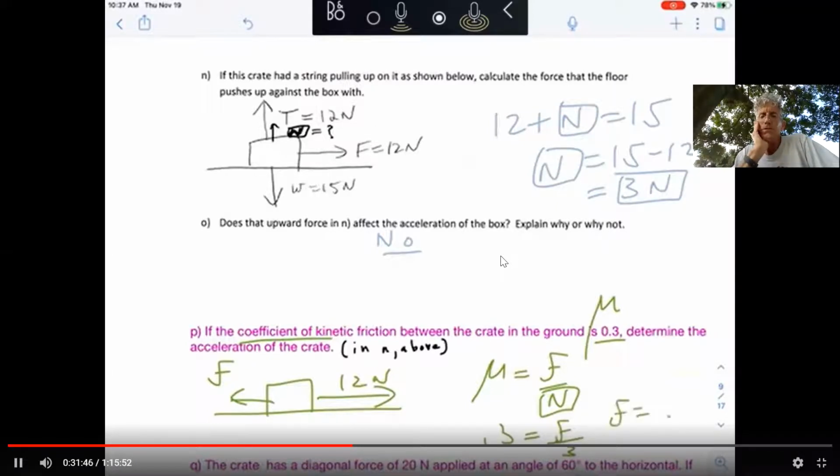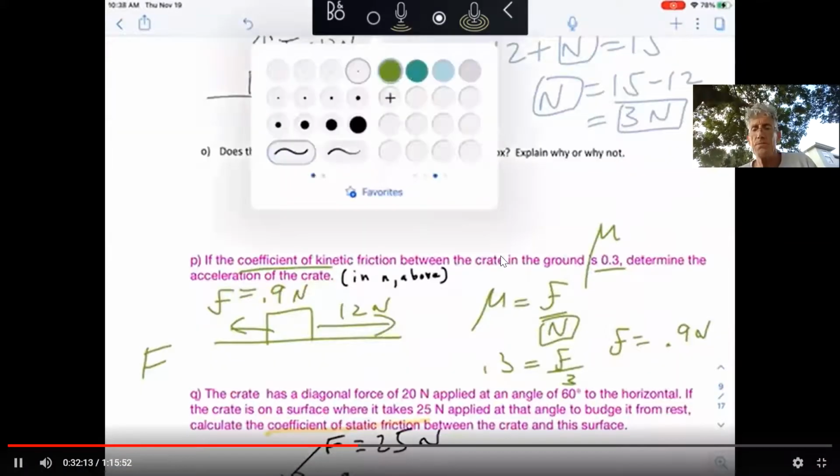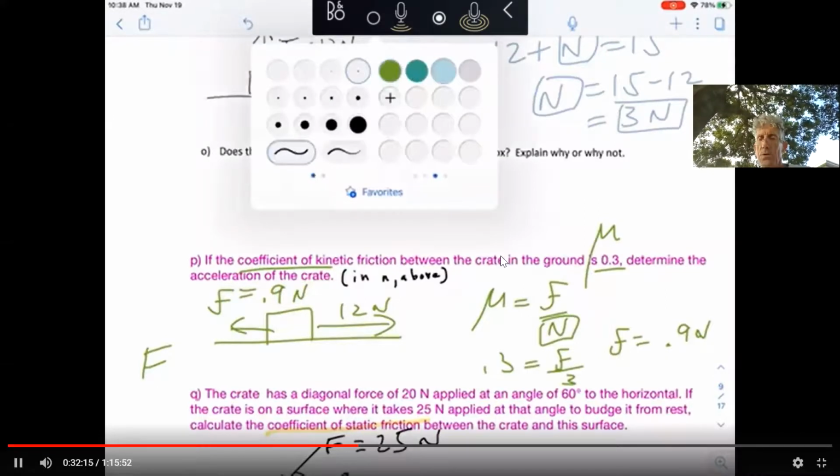The normal force, look up at letter N. The normal force is given as 3. I can't see my work, but you'll see in a second. So look, 0.3 equals friction over 3 newtons from previous work in letter M. It comes out to be 9 newtons. You have to plug in. So hold on.